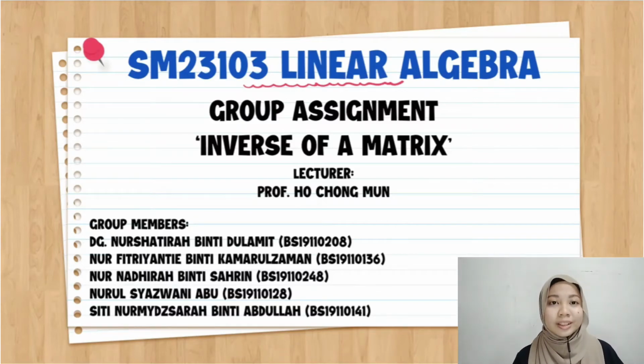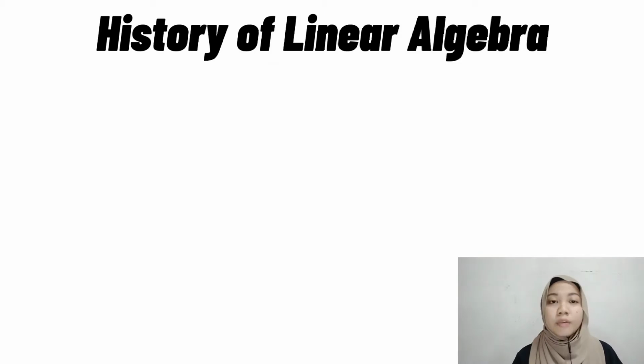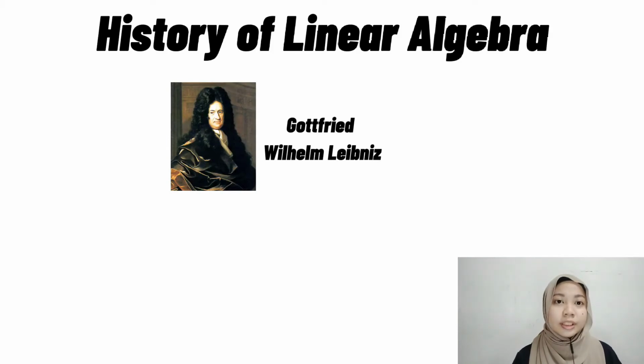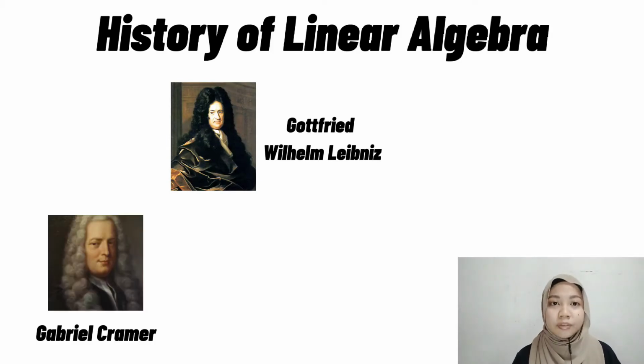My name is NADHIRAH. In this video, we will be presenting our topic for our group assignment, which is inverse of a matrix. First of all, I will be presenting the history of linear algebra. In 1693, Leibniz had introduced determinants, and Cramer, the founder of Cramer's rule, had presented his determinant-based formula to solve systems of linear equations back in 1750.